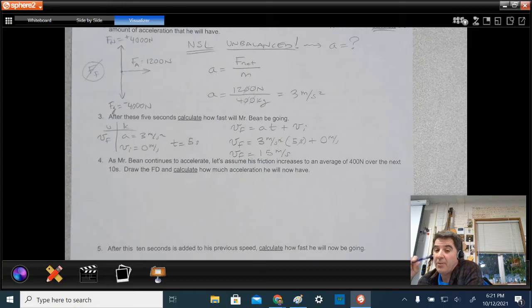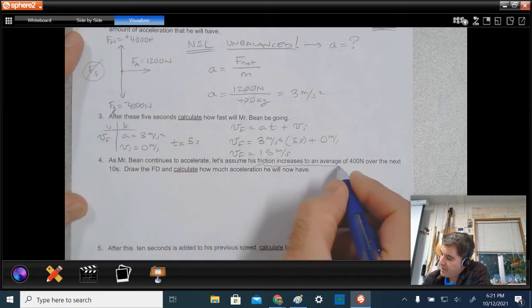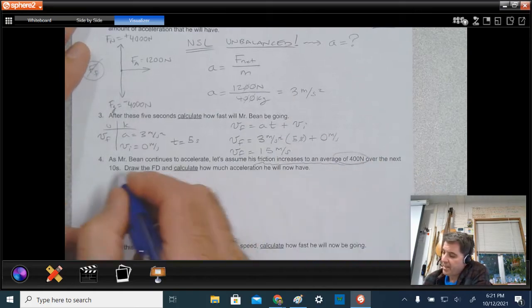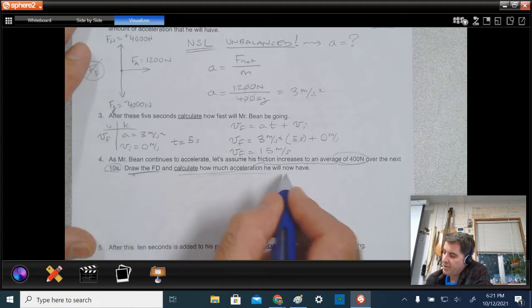The faster you go, the friction will build up, the resistance will build up, the air resistance will build up. Air resistance isn't really exactly friction, but it's the same thing. It's an opposing force. And so now his friction and air resistance is going to increase to an average of 400 newtons over the next 10 seconds. It says draw the force diagram and calculate how much acceleration we have.